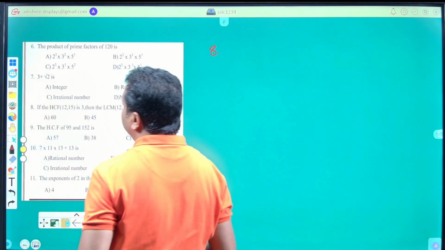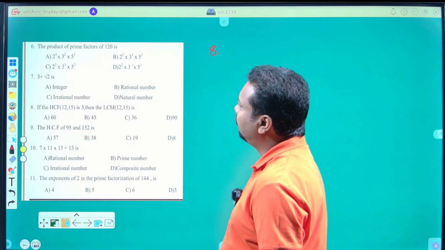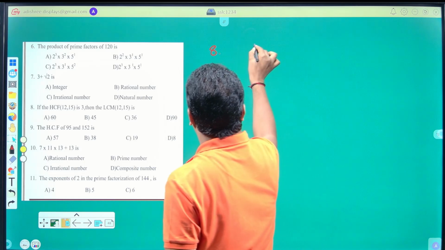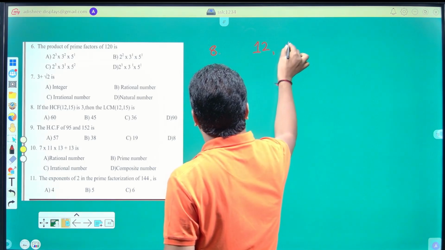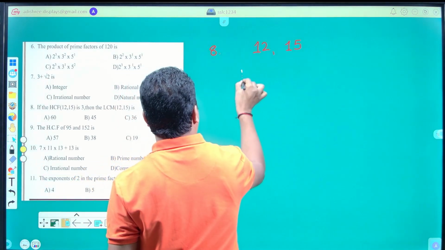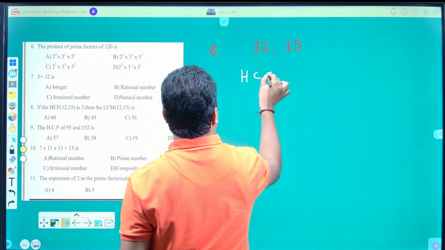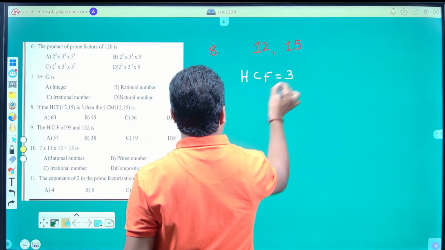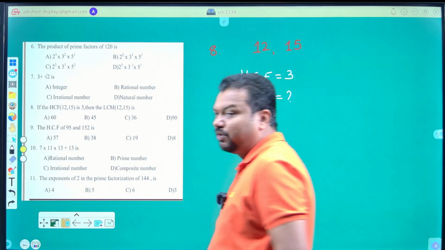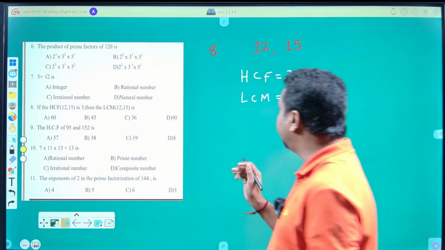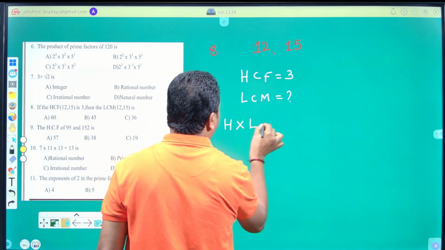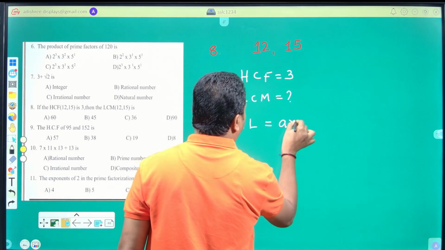8th one. If the HCF of two numbers 12 and 15 is 3, find the LCM of the two numbers. So again we have two numbers, 12 and 15, as the given two numbers. What is the HCF of the given two numbers? HCF is given as 3. The question is to find the LCM, isn't it? So what is the relationship between HCF and LCM? We know that the product of HCF and LCM is always equal to the product of the given two numbers.